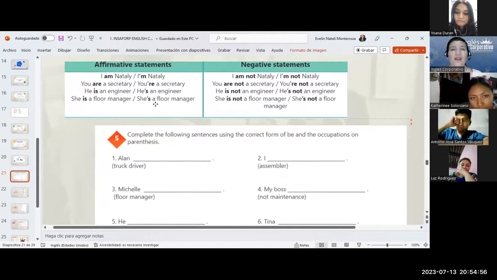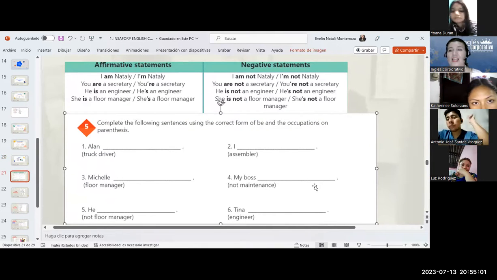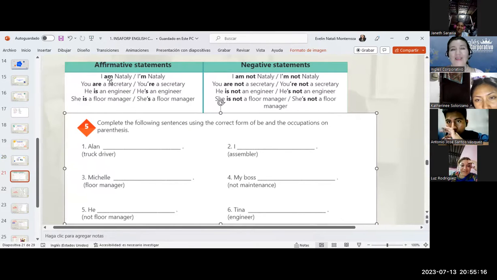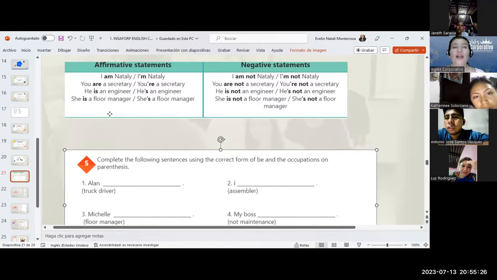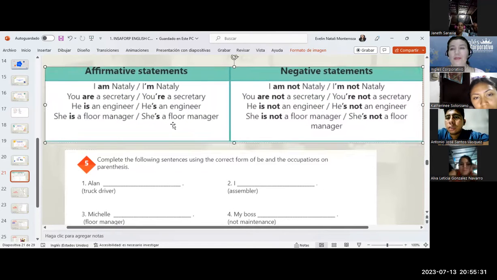I have here a couple of sentences and for sure a little bit of practice. In the first one, ¿me ayudan a leer el primer ejemplo de aquí arriba? I am Natalie. El manual está vacío, no lo puse. I am Natalie. I'm Natalie, ¿ok? La forma contractada, am. I am, am. Number two. You are a secretary. You are a secretary, right? What about number three?